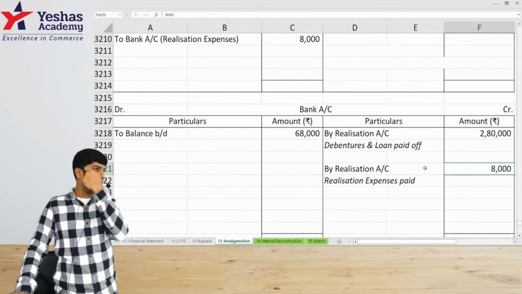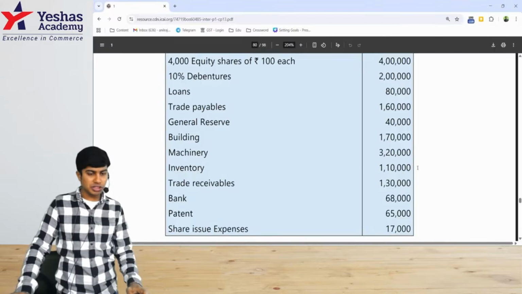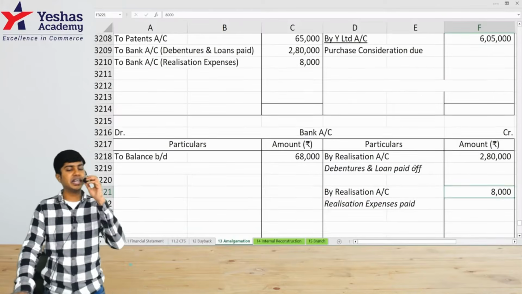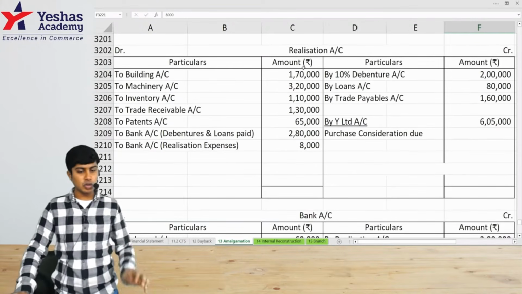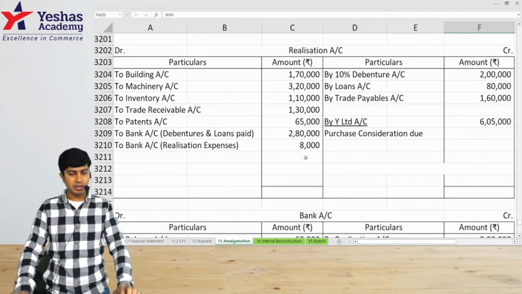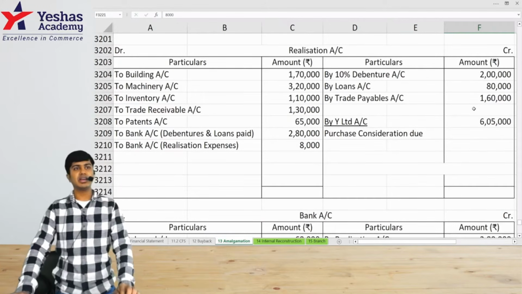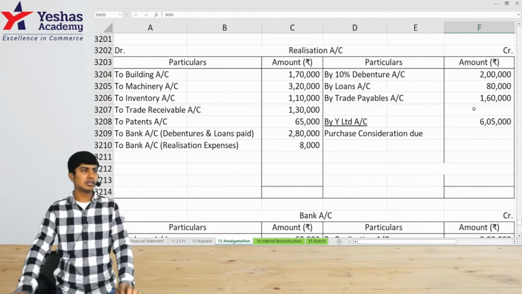Then we should first pay our preference shareholders. In this question, there are no preference shareholders. We should then pay our equity shareholders. First identify realization profit or loss. Close this ledger by taking balancing figure. 6 lakh 5, 7 lakh 65, 8 lakh 65, 8 lakh. I think there is loss.